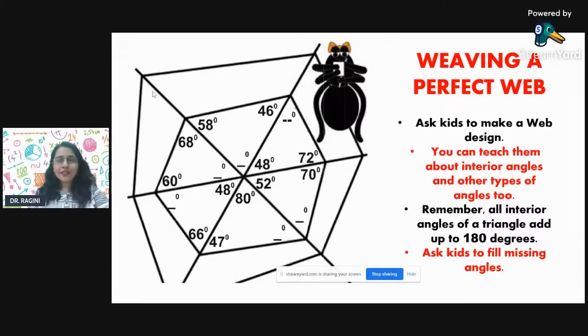So how will the kids get interested? First of all, every kid wants special attention. So when you name the spider with his name, he will be more interested to do the project.